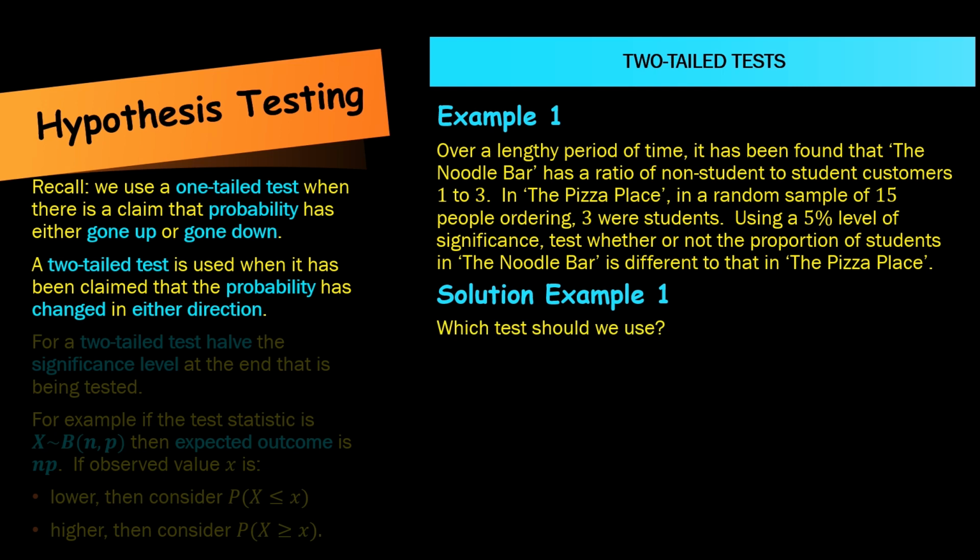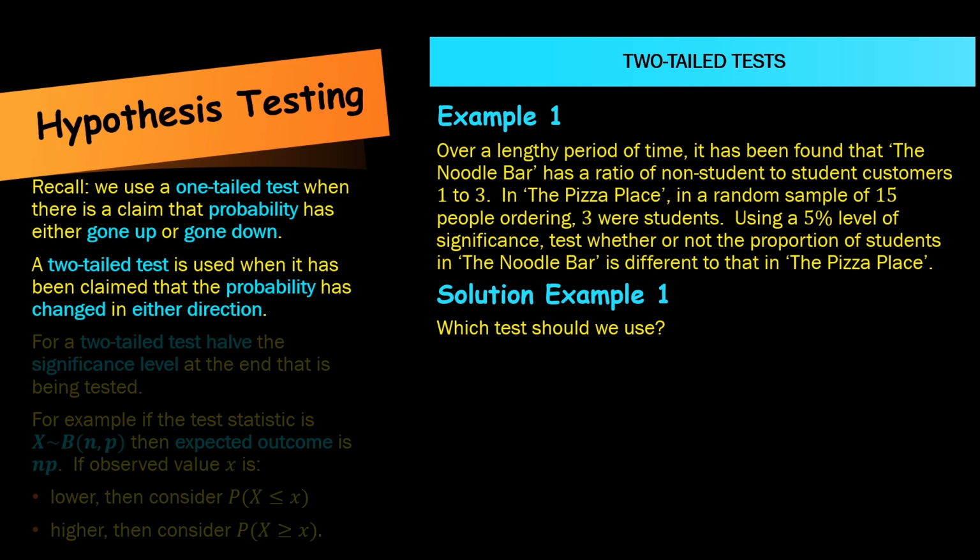Over a lengthy period of time, it has been found that the noodle bar has a ratio of non-student to student customers of 1:3. In the pizza place, in a random sample of 15 people ordering, 3 were students. Using a 5% level of significance, test whether or not the proportion of students in the noodle bar is different to that in the pizza place.